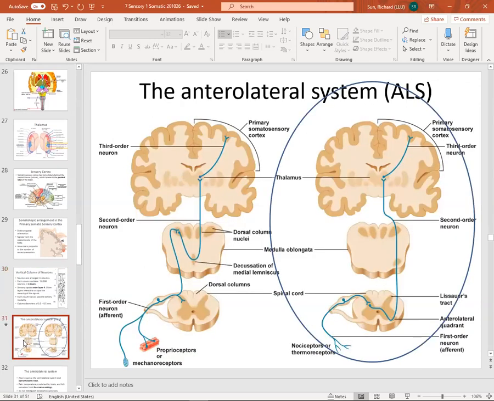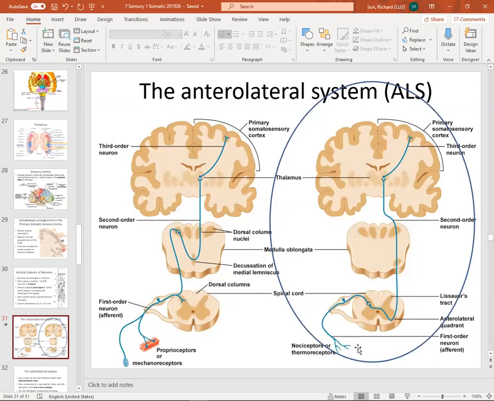So that's the DCML that we described. From the first order, we talked about the receptor, we talked about different types of receptors, and we then talked about this pathway. Now let's look into the other one, the ALS system.